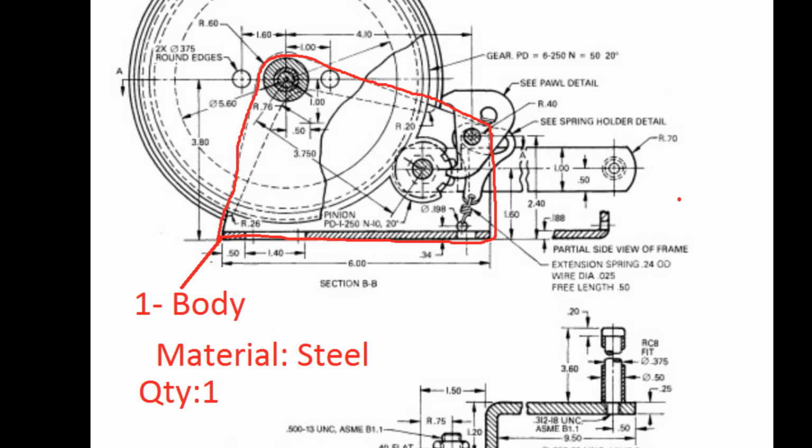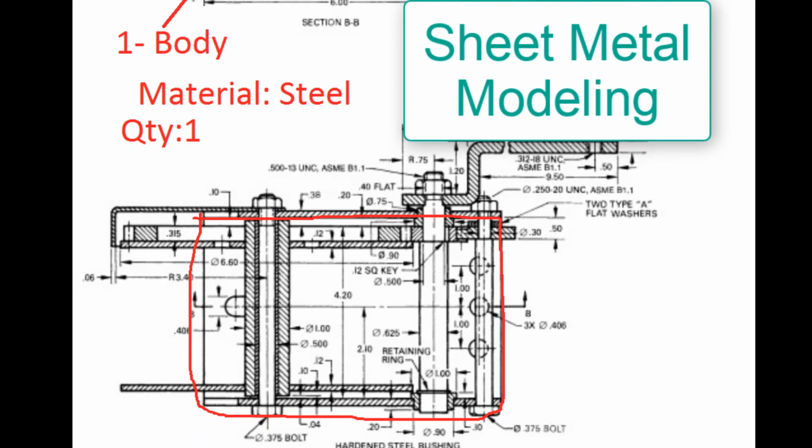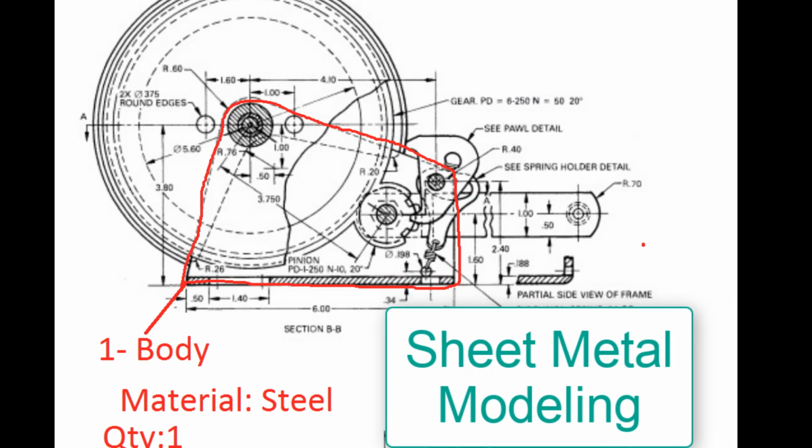Our first part is the body part, which you see on the screen. The material of this part is steel, and its quantity is 1. This part will be modeled with the sheet metal properties, and we also have the flat pattern of this model.